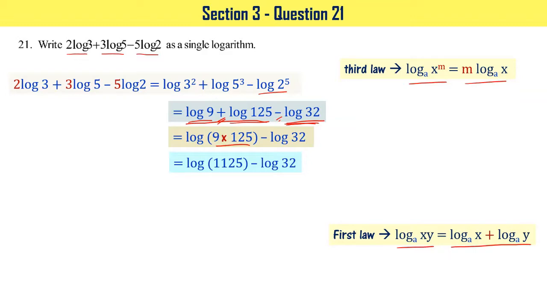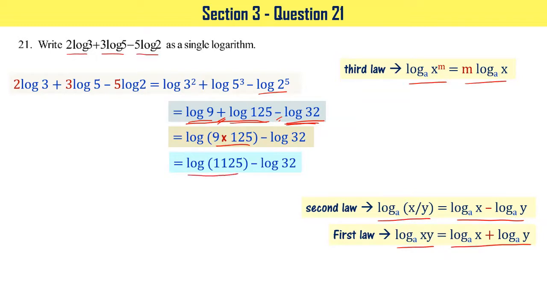Let's quickly recall the second law of logarithms. It says that log x minus log y equals log x by y, right? As you see here, log 1125 minus log 32 is there, right? We can write it as log of 1125 divided by 32, right? As per the second law.